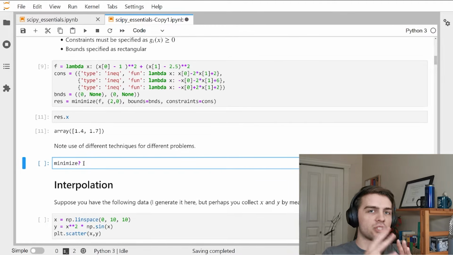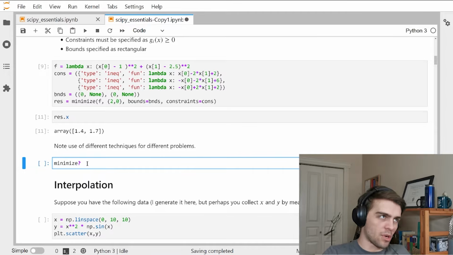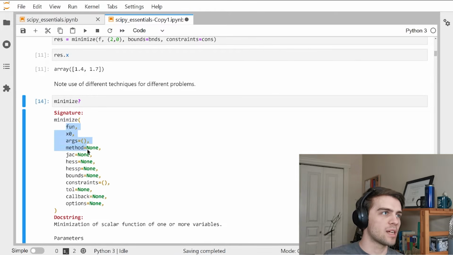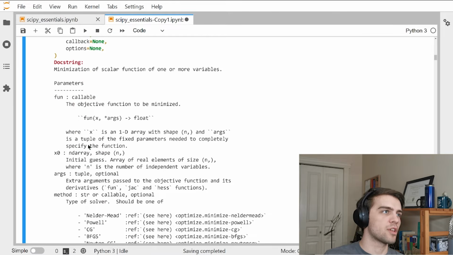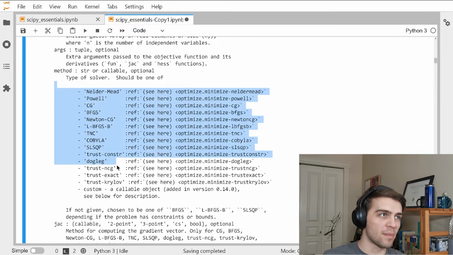Now, if I want to look at the documentation of any function, and this is super useful if you're in a notebook, for example, I can go minimize question mark, right? I can enter here, and it will actually tell me all the different ways to minimize functions, all these arguments and options here. It gives me a different method. So there are different methods for minimization.